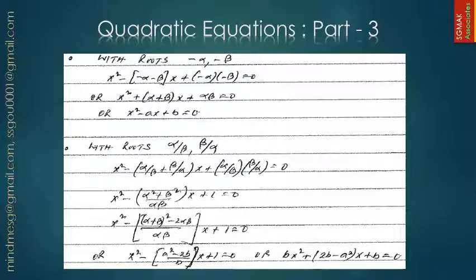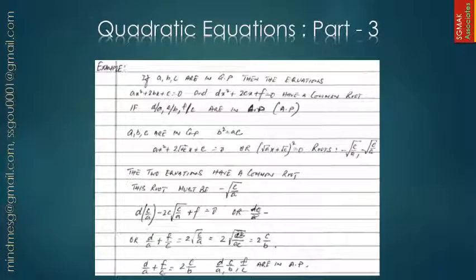Now similar logic with roots alpha over beta and beta over alpha. So now the sum of the roots is alpha over beta plus beta over alpha, and the product is 1. Through simplification, the equation comes out to be bx squared plus (2b minus a squared) times x plus b equals 0. Okay, using the same principle again and again. All right.